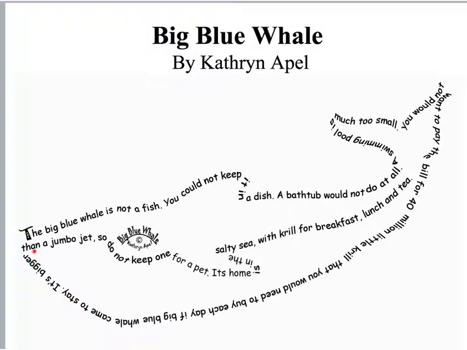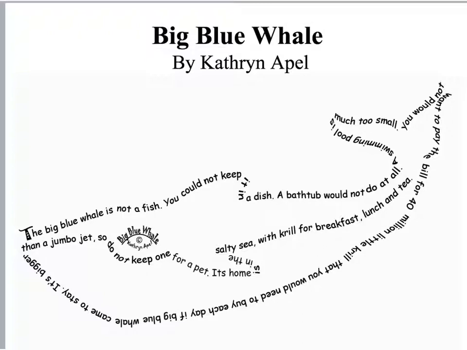It's bigger than a jumbo jet, so do not keep one for a pet. Its home is in the salty sea, with krill for breakfast, lunch, and tea.